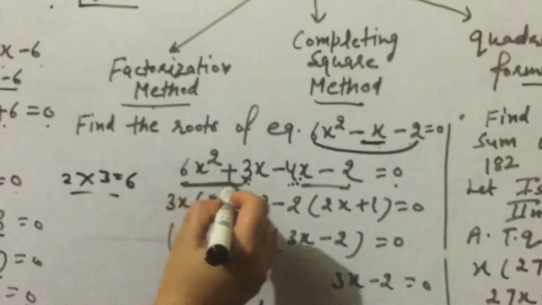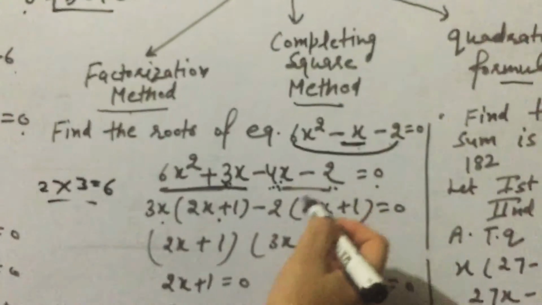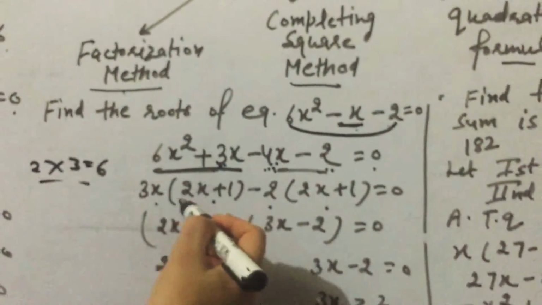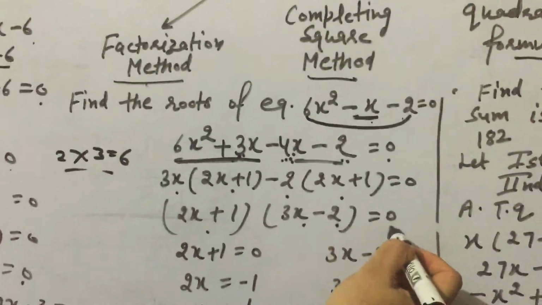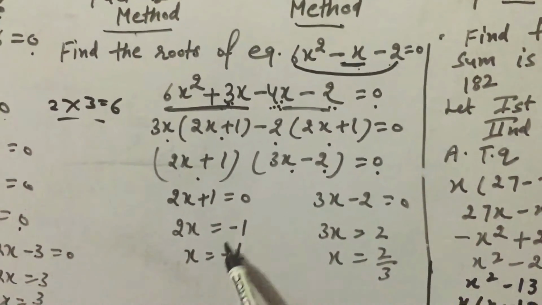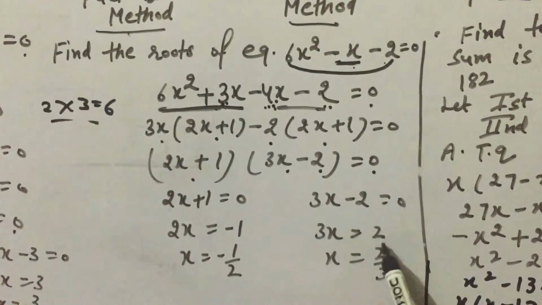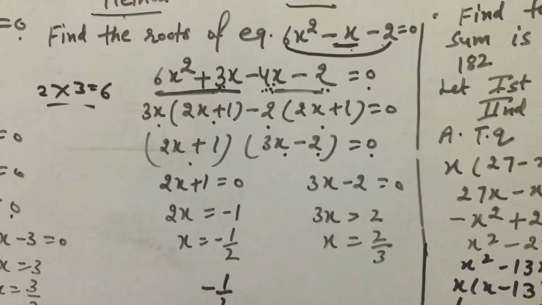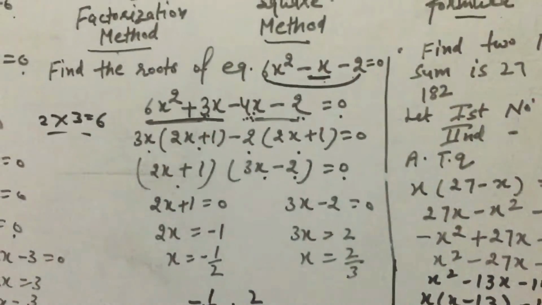Now take common from the first pair, 3x common, we get 2x plus 1. Take common here, minus 2 is common, we get 2x plus 1. Take 2x plus 1 common from the whole, 3x minus 2 equal to 0. 2x plus 1 equal to 0, 2x equal to minus 1, x equal to minus 1 by 2. 3x minus 2 equal to 0, 3x equal to 2, x equal to 2 by 3. So the answers are minus 1 by 2 and 2 by 3. This is the answer of this question.